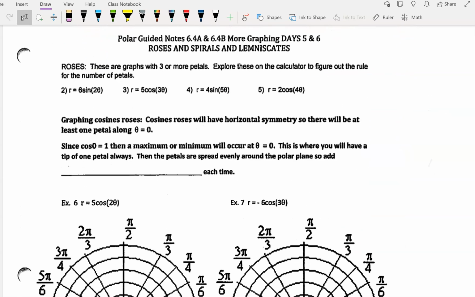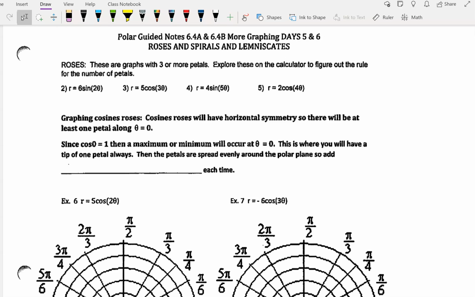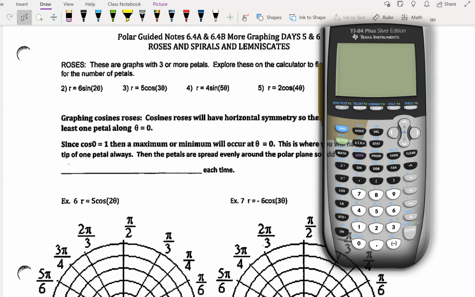All right, so moving on, we're going to focus the rest of the time on roses. So roses are graphs with 3 or more petals, and they will look like flowers. Explore these on the calculator to figure out the rule for the number of petals. All right, so I will show you how to do it on your calculator, but this isn't something that you'll be allowed to use your calculator for every time. So you need to learn how to do this without your calculator.